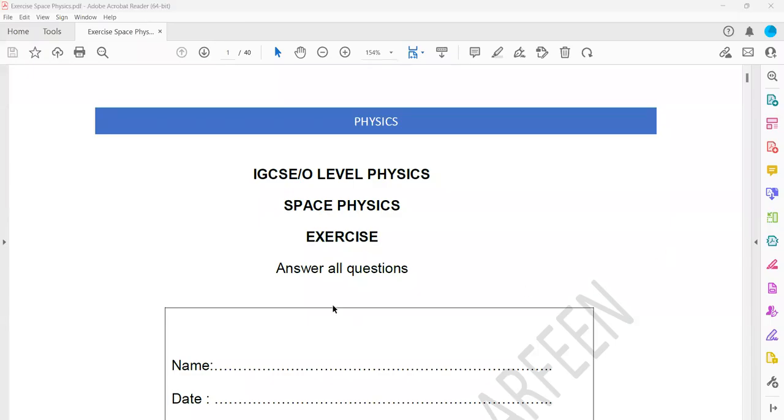So this exercise is related to space physics, and we have done a few questions from this exercise. We did 14 questions from this exercise, so we will do from question 15. You can use your mic or you can also use the chat to participate.